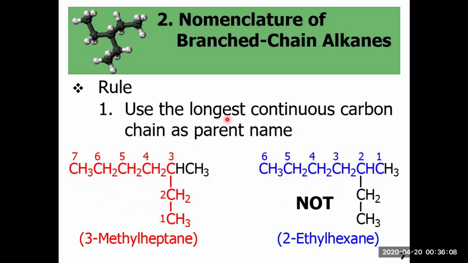So this rule tells us to select the longest continuous carbon chain and name it as a parent. So basically, we'll choose this one because numbering this in this manner will give us more carbon atoms than this one. Okay, so for the meantime, don't bother yourself about where you got 3 methyl. So the parent name becomes heptane because this one has 7 carbon atoms.